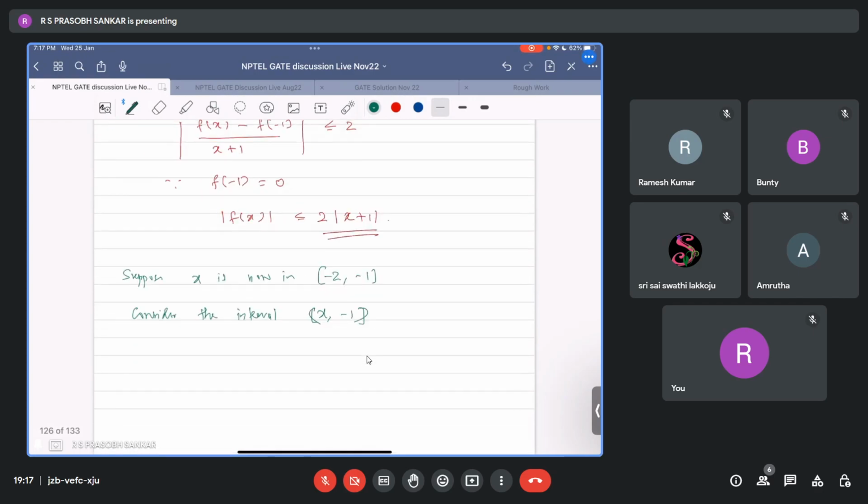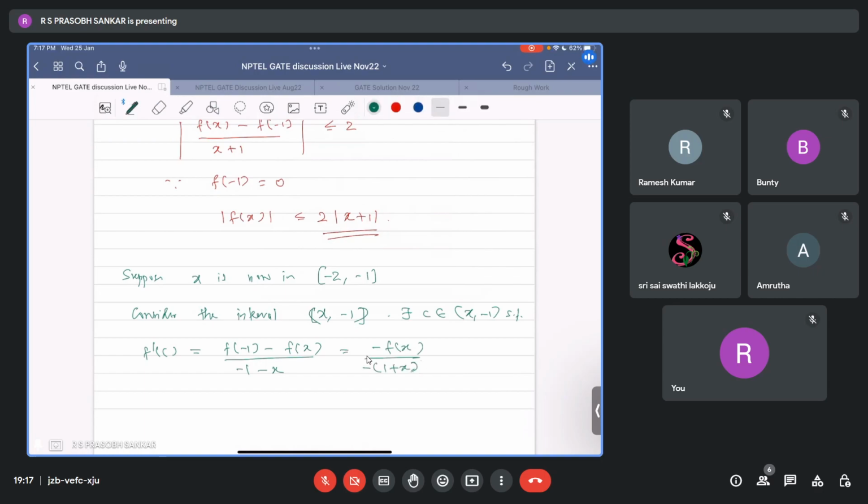We can apply the mean value theorem. Then there exists a c in x to minus 1 such that f prime c is f of b minus f of a by b minus a. This thing. Again I apply the same thing but in a different way. That's it. So this means what? Minus f of x by minus 1 plus x.